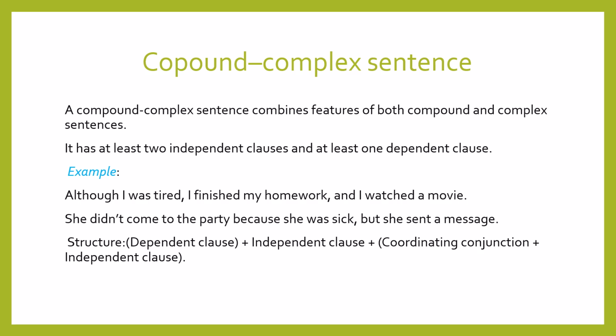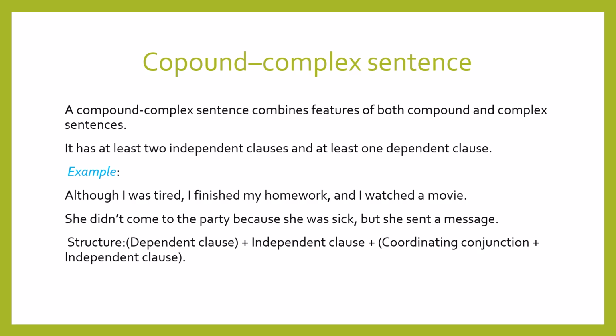"Although I was tired." This is a dependent clause. We start with the subordinating conjunction, although, right? We need a comma, okay? "Although I was tired, I finished my homework." "I finished my homework" is an independent clause. It can stand alone. So when we put these together, "Although I was tired, I finished my homework," this is a complete sentence, because we have an independent clause and a dependent clause joined together with a subordinating conjunction.